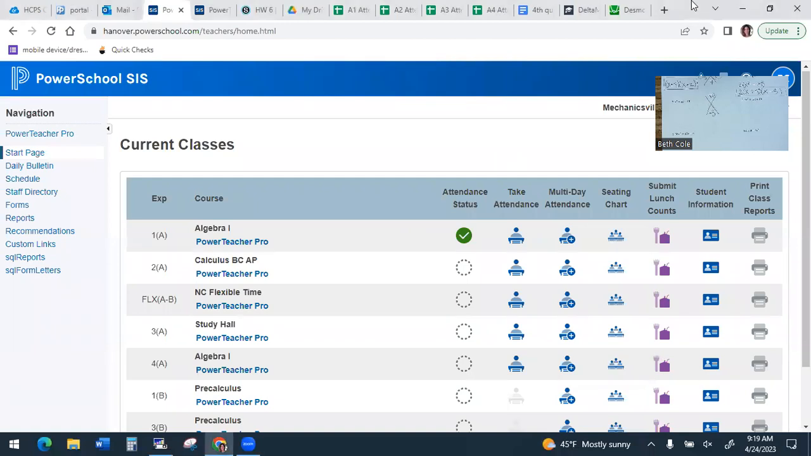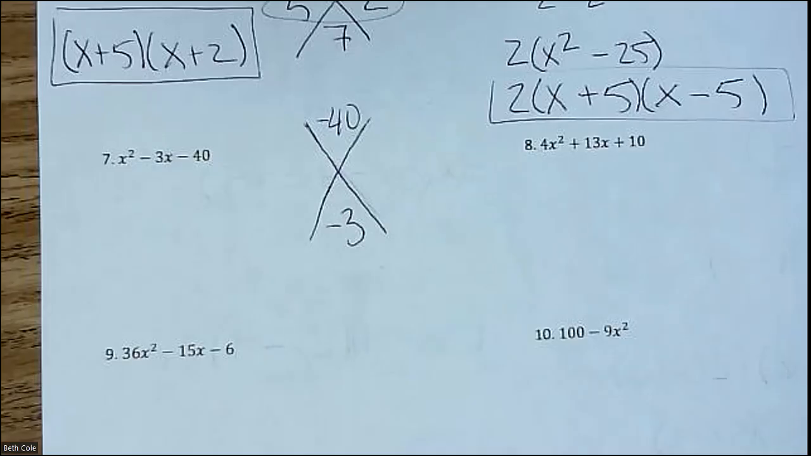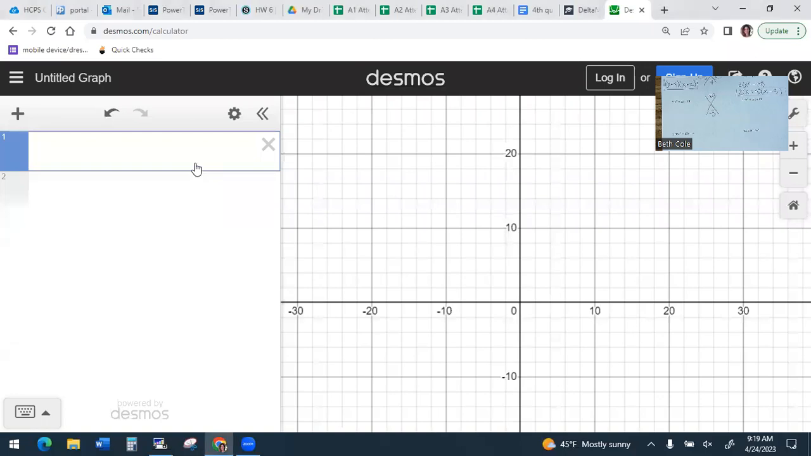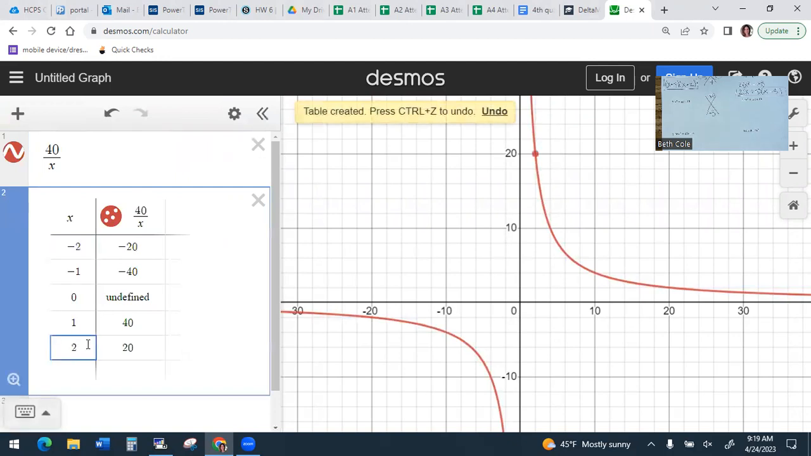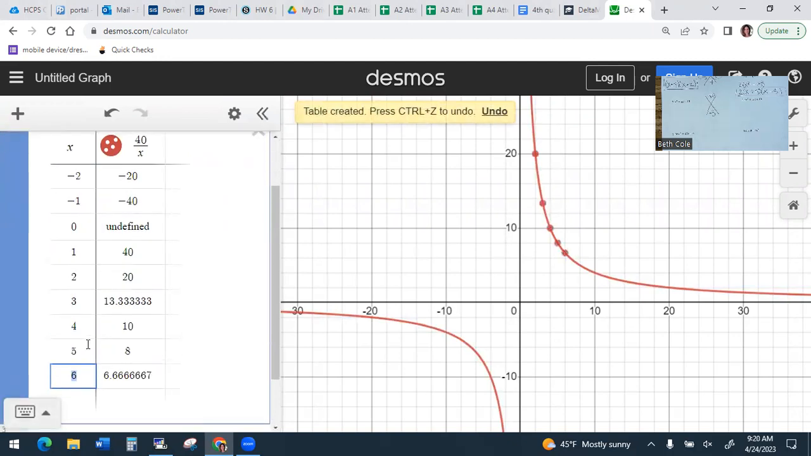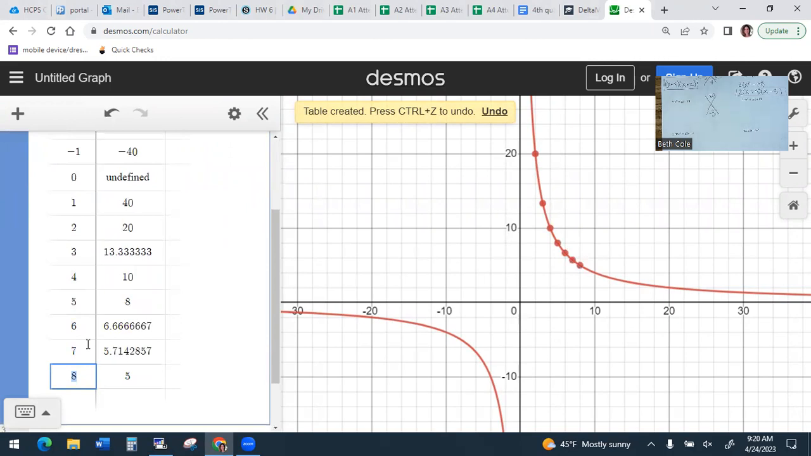Oops, and this is up because I had to go back and do my attendance. Hold on a second. Let me get back to the right screen. Here we go. So what I'm going to type in, what was it? 40? 40 divide by x. I'm going to make the table, and you're looking for a pair that adds or subtracts to be 3. So do you see it somewhere on there?